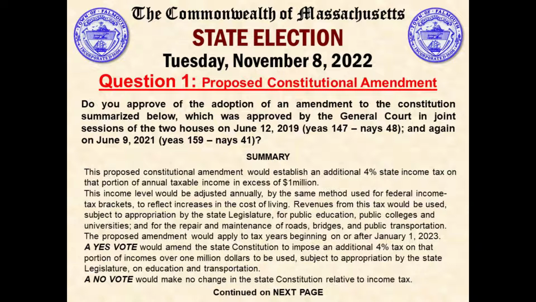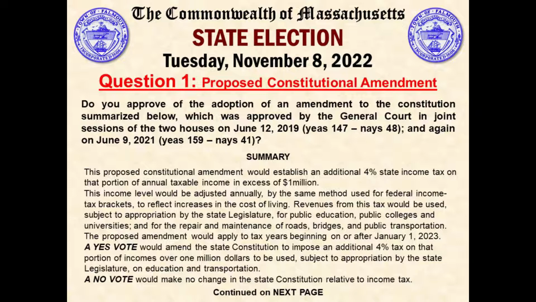Revenues from this tax would be used, subject to appropriation by the state legislature, for public education, public colleges and universities, and for the repair and maintenance of roads, bridges, and public transportation. The proposed amendment would apply to tax years beginning on or after January 1st, 2023.